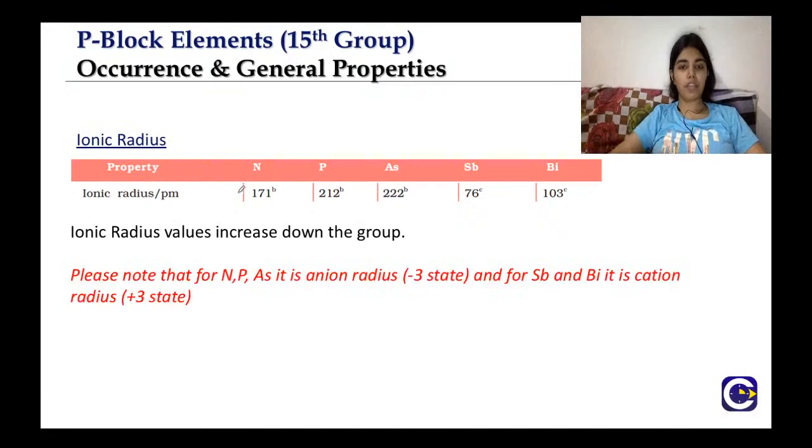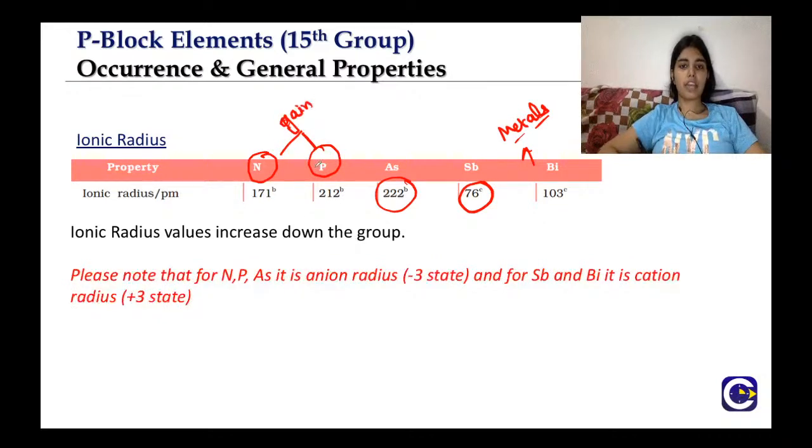Ionic radii also increase down the group, but here it is 76 and this is 222. That means this is decreasing? No, it is not decreasing. Actually what is happening here is that bismuth is a metal, so it is electropositive and tends to lose electrons, while nitrogen and phosphorus are non-metals and tend to gain electrons.